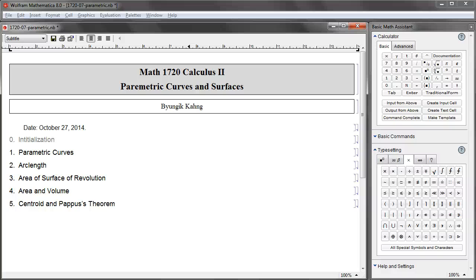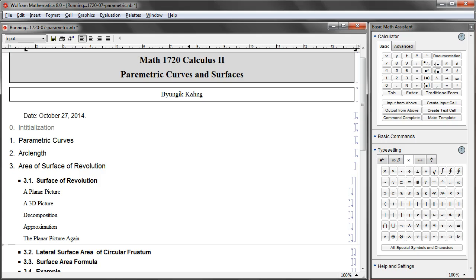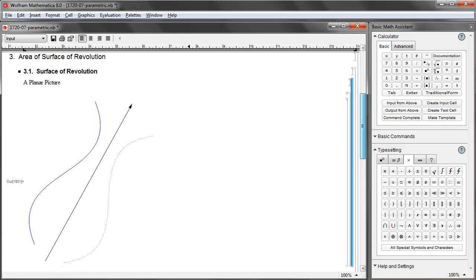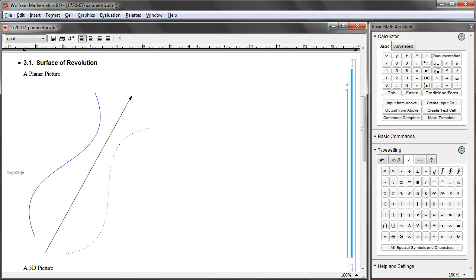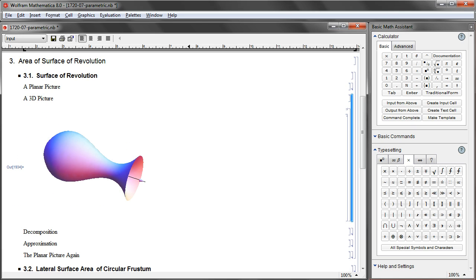Now let's move on to section 3 of this notebook, area of surface of revolution. Here's an example. We begin with a parametric curve, a solid blue curve segment as you see in this picture, and rotate it with respect to an appropriate axis of rotation. Consequently, we're going to end up with this kind of picture.